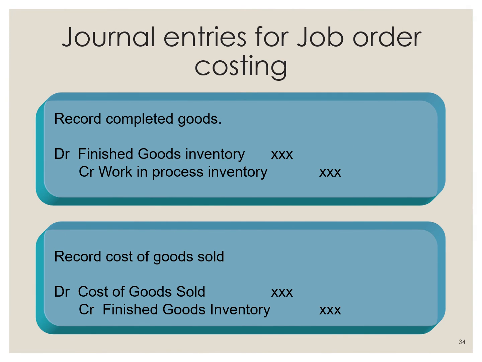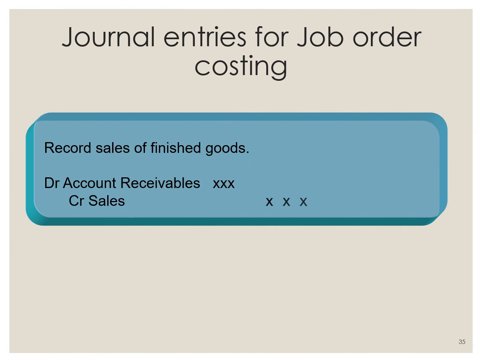Record completed goods: debit finished goods inventory, credit work in process inventory. Record cost of goods sold: debit cost of goods sold, credit finished goods inventory. Record sales of finished goods: debit accounts receivable, credit sales.